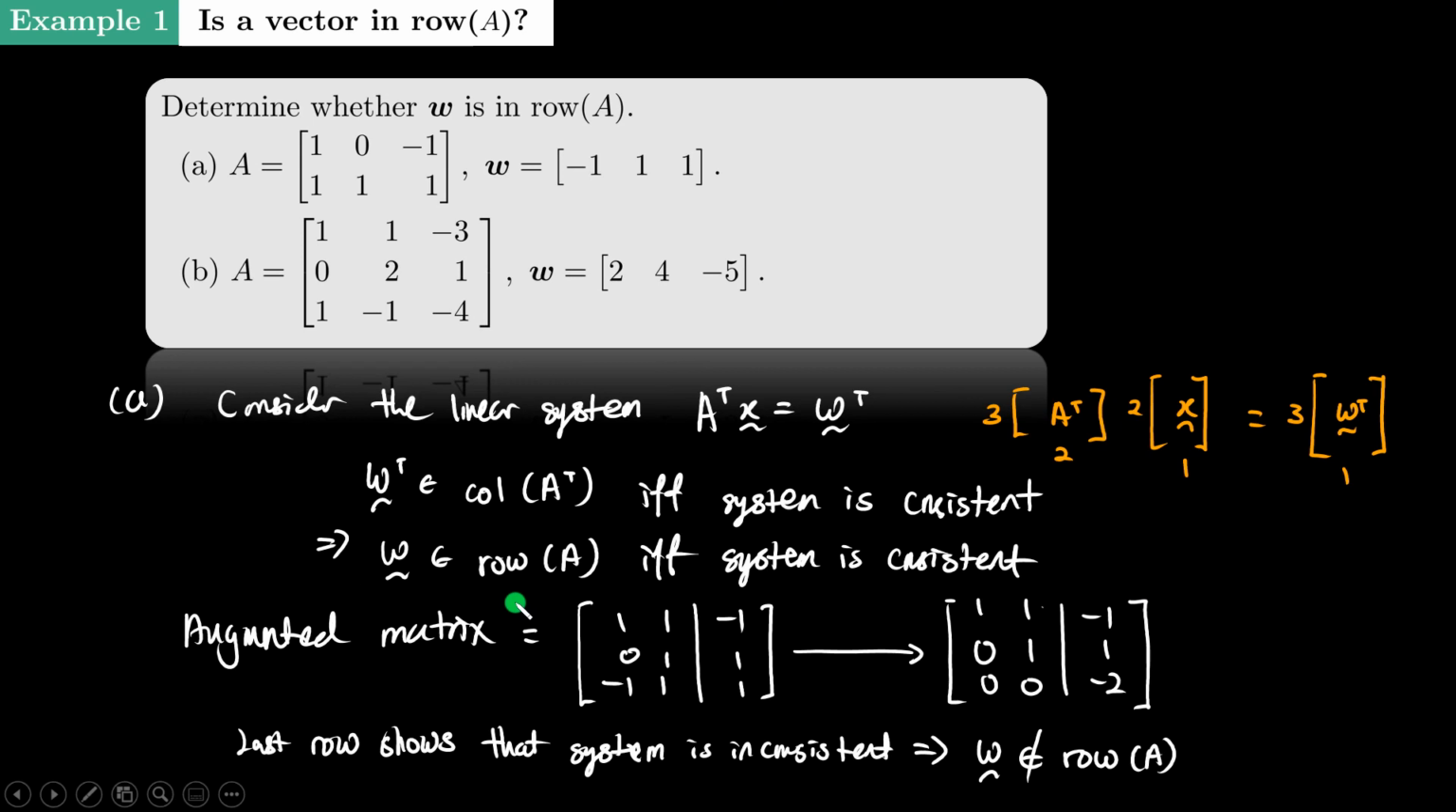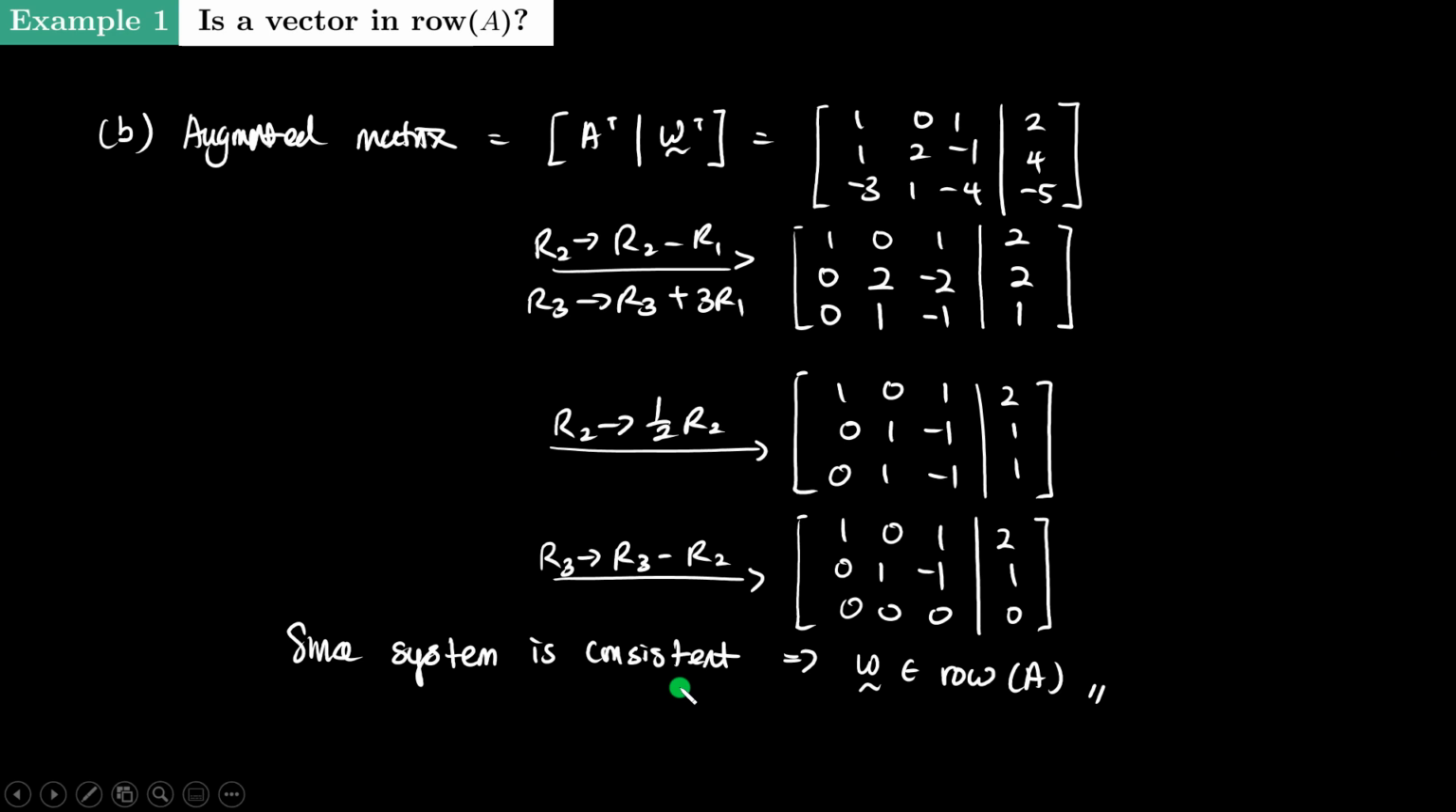So in this case, I have to form the linear system A transpose times X equal to W transpose and the augmented matrix made of A transpose and W transpose. And to prove that W does not lie in the row space of A, we have to show that the system is inconsistent. On the other hand, to prove that W lies in the row space of A, we have to prove that the system is consistent.